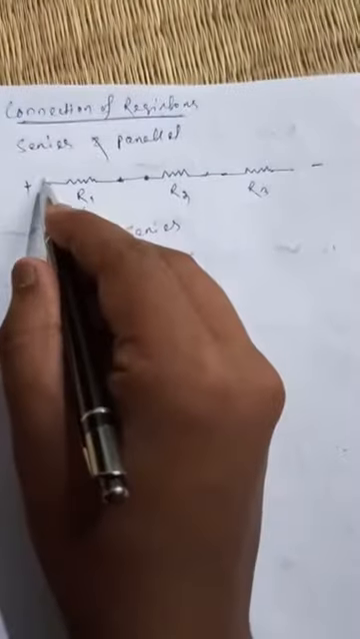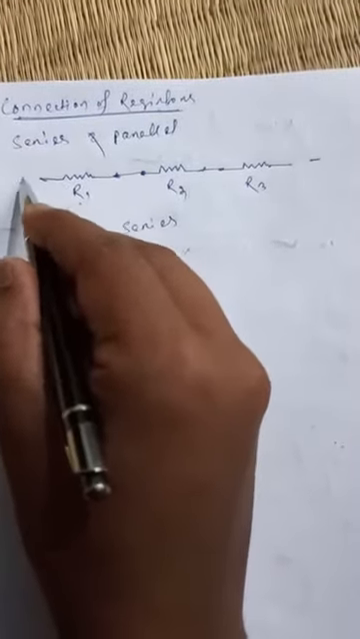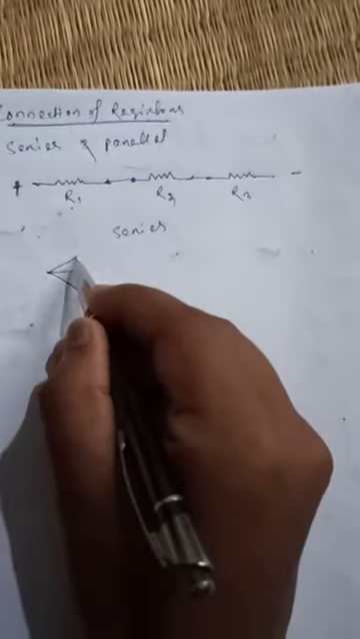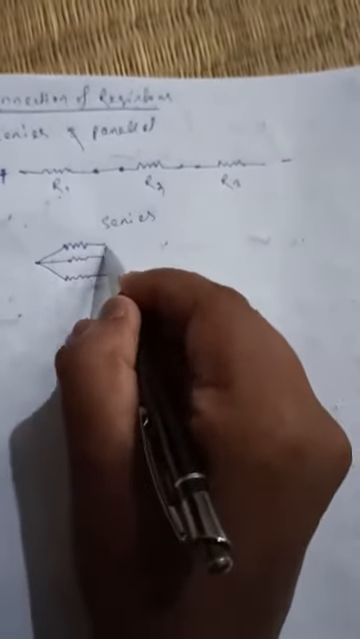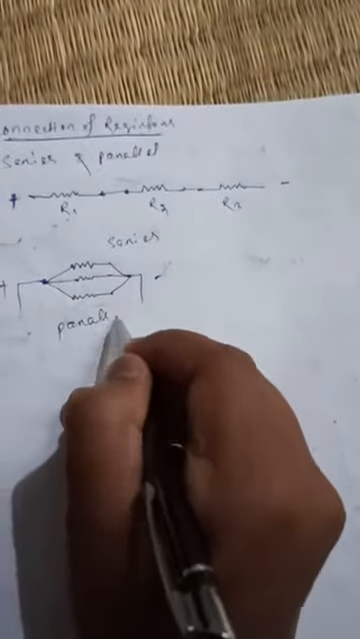Similarly, parallel connection is connecting all the ends together, with the positive sides combined and the negative sides combined. How is this? Suppose here are the three resistors, and I connect them like this. This is, suppose, the positive end and this is the negative end. This connection is called the parallel connection.